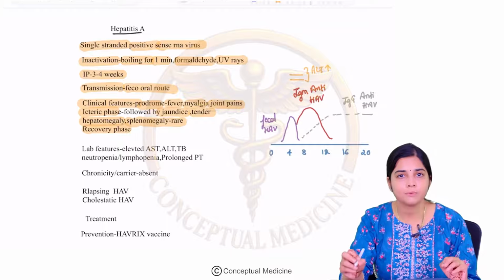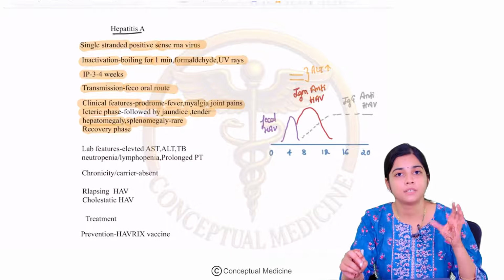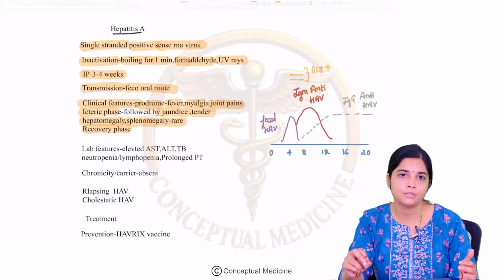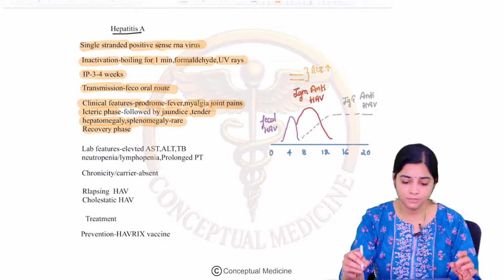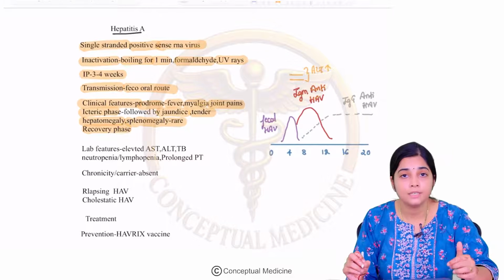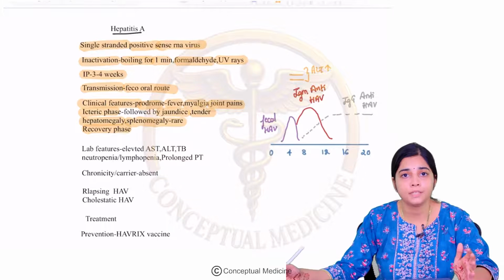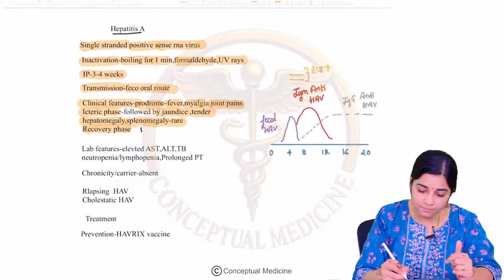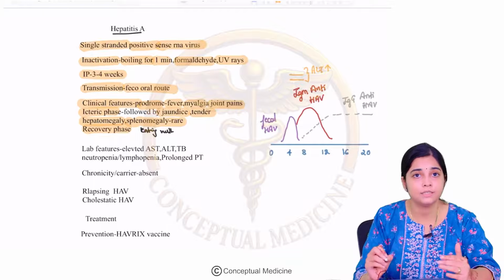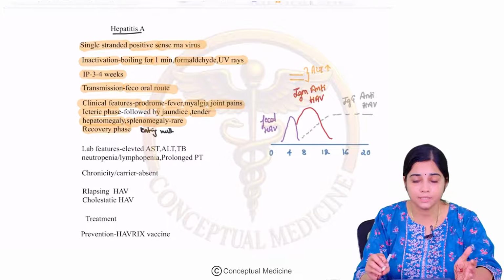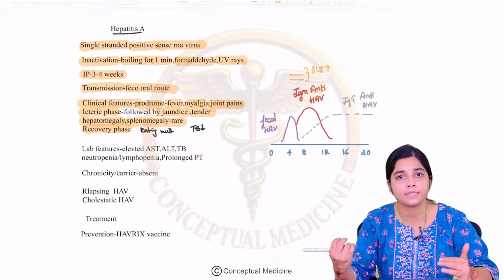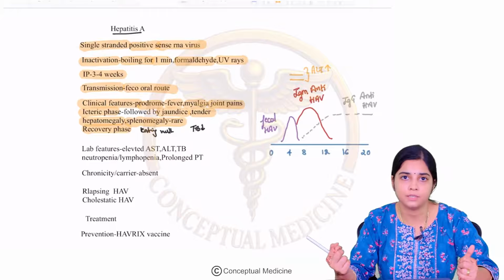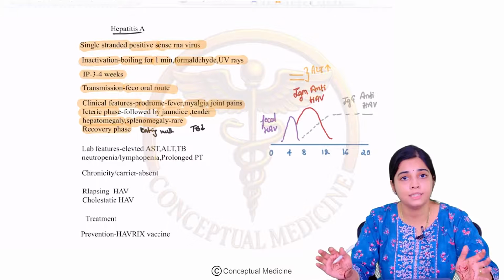In this recovery phase, the AST ALT levels begin to drop. Whenever there is damage to the liver, the AST ALT levels will get elevated. So the AST ALT levels begin to drop, though they can be elevated for a prolonged period of time. Symptomatically, they become better. They start eating well, and the fever is gone, the anorexia is improving, and the jaundice also begins to decrease. The bilirubin levels also slightly begin to decrease in the recovery phase. So this is about the clinical features.